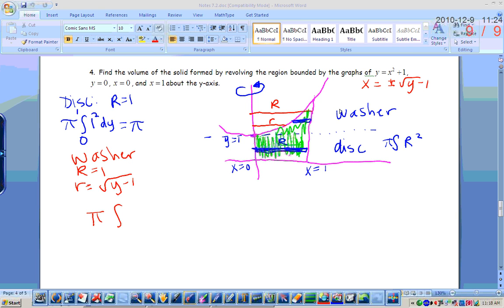What are our limits of integration going to be? 1 to 2, right? This is the point 1 comma 2. So our lowest y value is 1, the upper y value is 2. Okay, big R squared would be 1 squared minus little r squared, which would be the square root of y minus 1 squared dy. Whoops, I don't need the equal sign right there. And that is pi over 2.